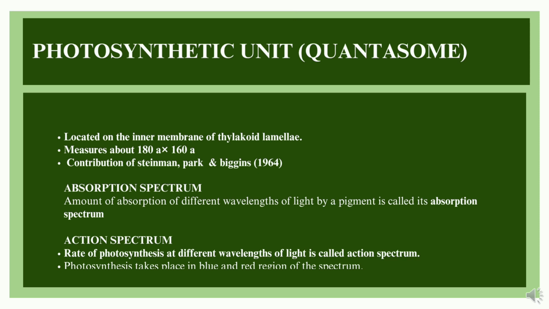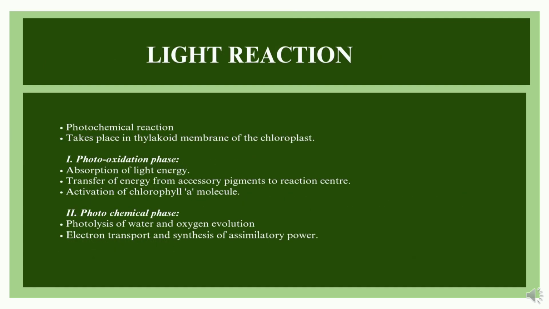The light reaction is a photochemical reaction which takes place in the thylakoid membrane of the chloroplast. It has two phases, the photooxidation phase and the photochemical phase. In the photooxidation phase, light is absorbed and transferred as energy from the accessory pigments to the reaction center, where chlorophyll A is activated. Then in the photochemical phase, water photolysis takes place and oxygen is evolved, and then the electron transport chain is entered and energy molecules are synthesized.